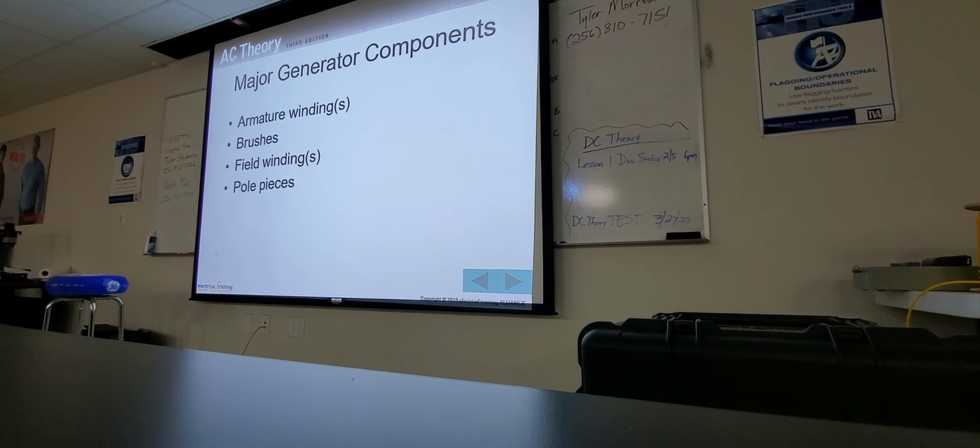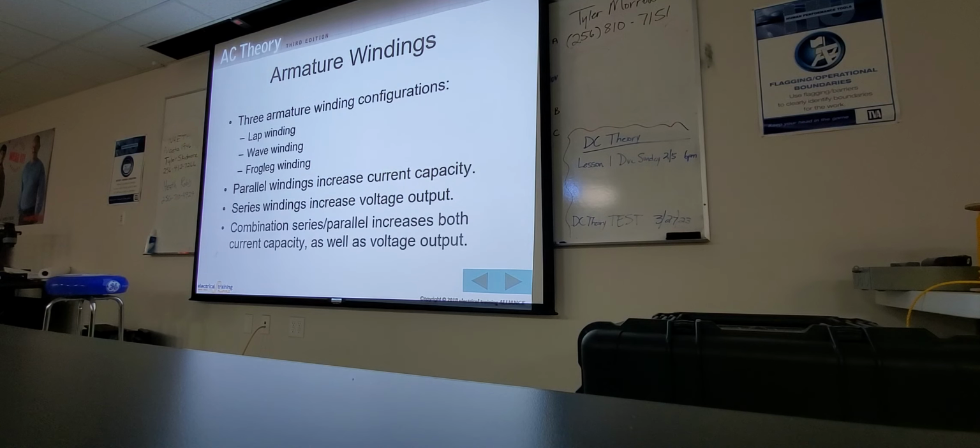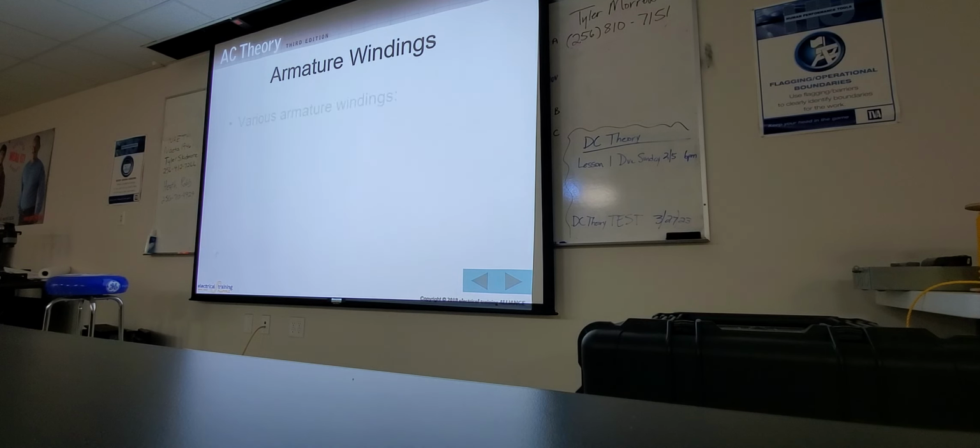Alright, generator components. Got the armature windings, the brushes, the field windings, and pole pieces. There are 3 armature winding configurations: lap winding, wave winding, frog leg winding. Parallel windings increase the current capacity. Series windings increase the voltage output. Combination series and parallel increases both current capacity as well as the voltage.